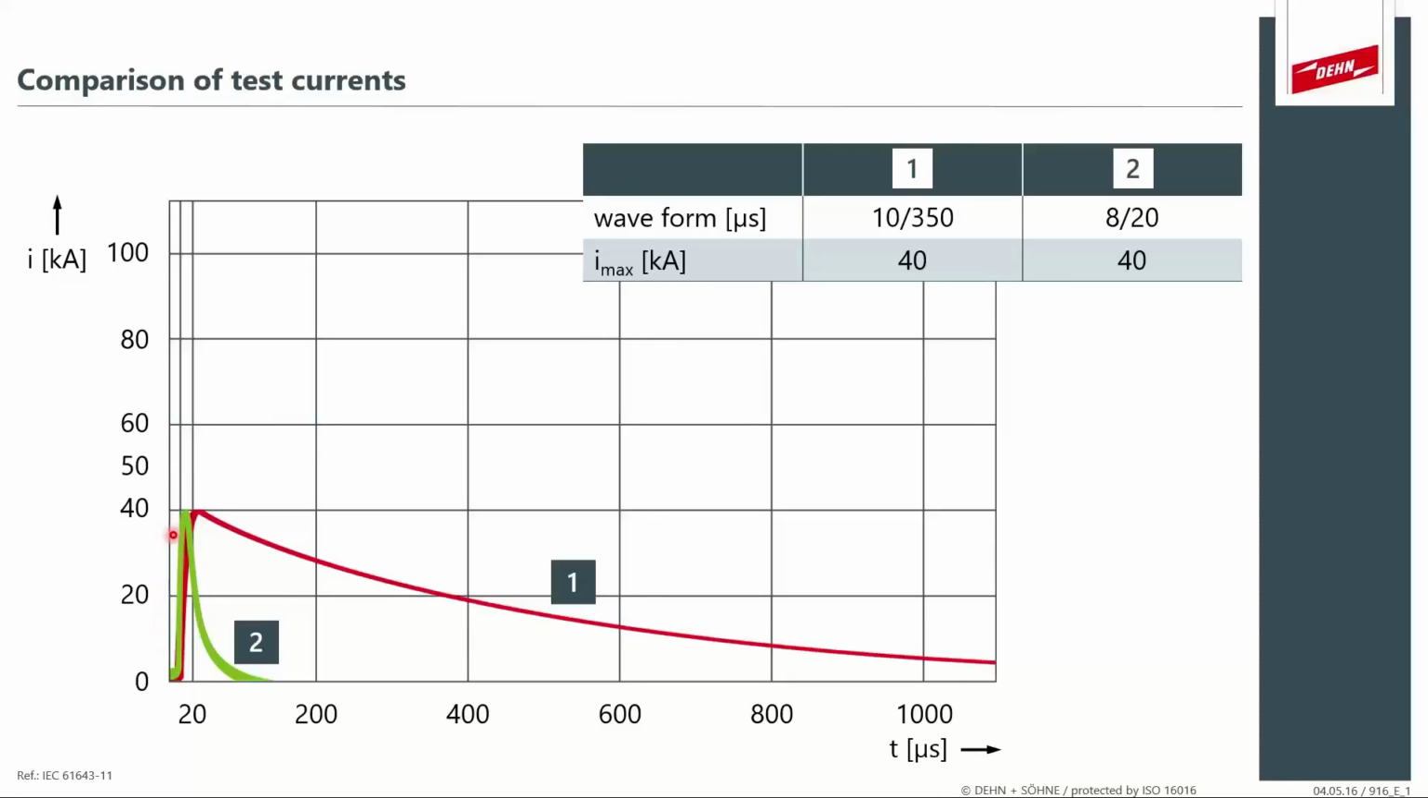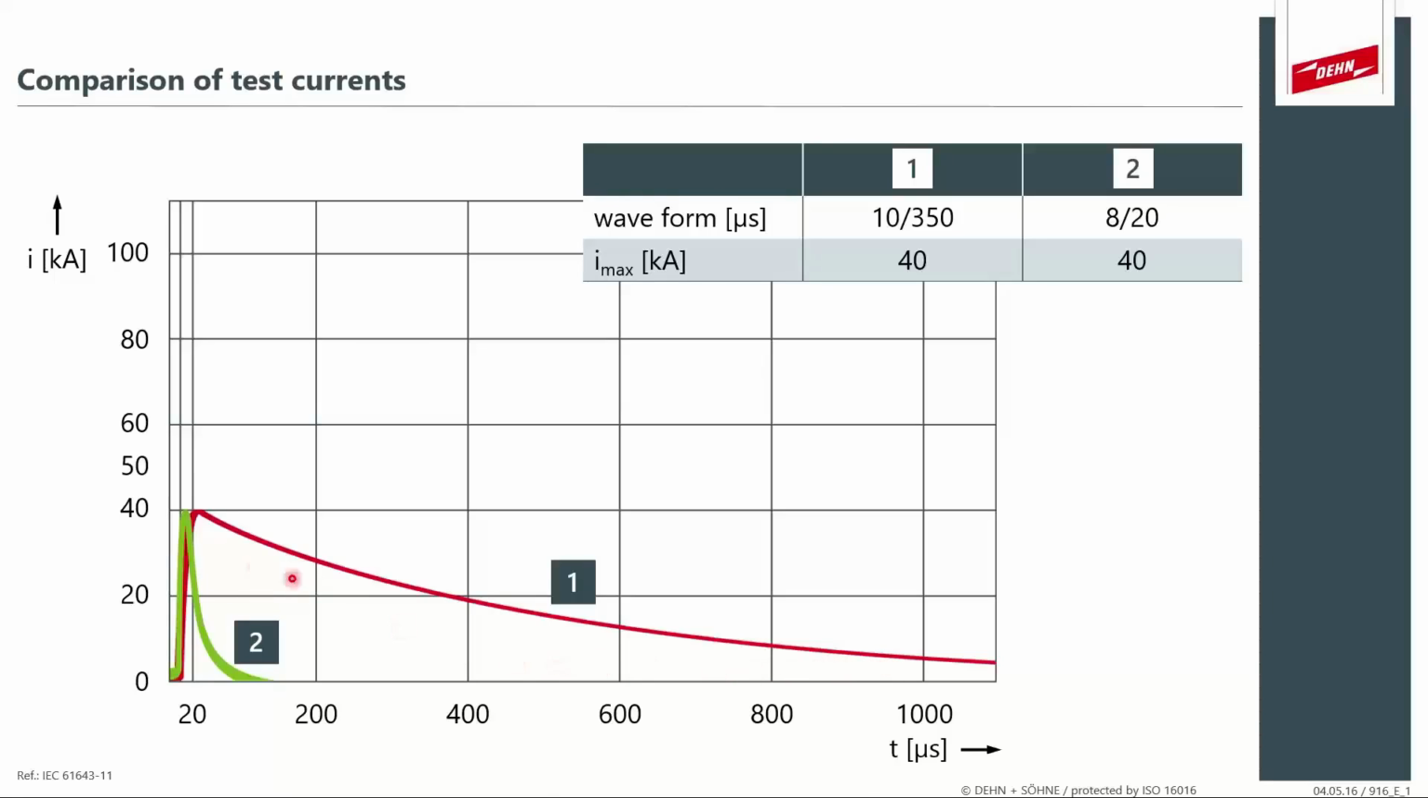Okay, so the red graph is the 10 by 350 microsecond wave shape or direct lightning current wave shape. And what it means is that it will reach its peak value, in this case 40 kA, in 10 microseconds, and it will decay to half of its value, which is 20 kA, in 350 microseconds. That's what the wave shape means for direct lightning current. For surges, it's similar. It will reach its peak value in 8 microseconds and decay to half of its value in 20 microseconds.